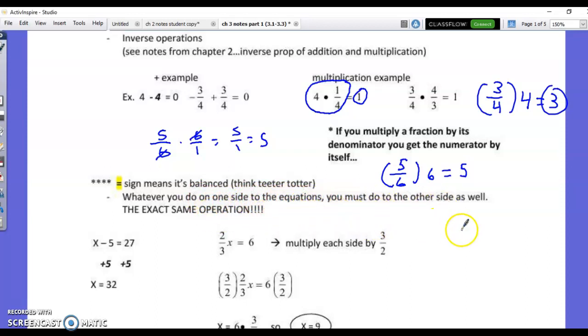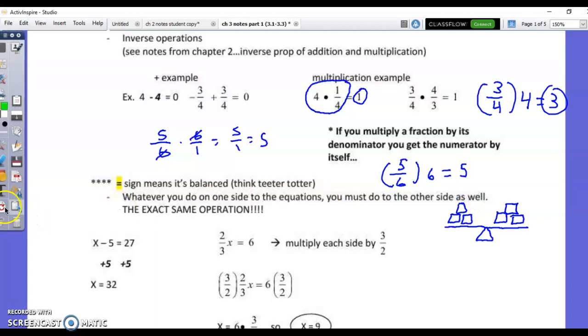So the exact same operation. Think of it as kind of like a teeter-totter. If I add a box to this side, this side is going to go down. For me to keep it balanced, I would have to add a box to this side. If I add 2 boxes to this side, the only way to keep it balanced, because then it would go down this way, would be to add 2 boxes to this side.